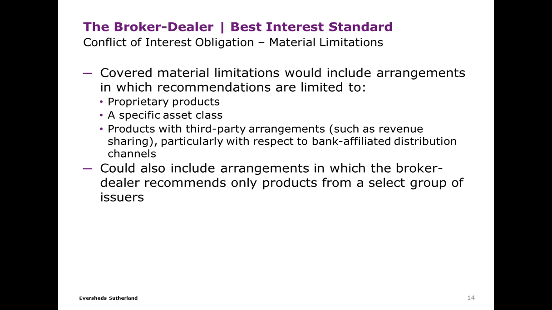Basically, the material limitations include arrangements that limit recommendations to proprietary products or specific asset classes, or products with third-party arrangements, such as revenue sharing or other bank-affiliated distribution channels. This could also include arrangements in which the broker-dealer recommends only products from a select group of issuers as well.